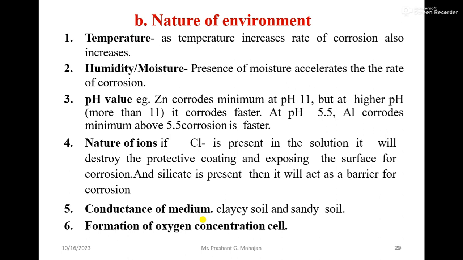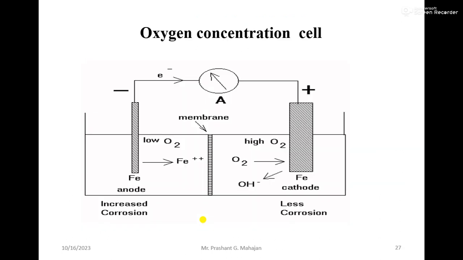And last, formation of oxygen concentration cell. That we have discussed earlier. One part is exposed to the poorly oxygenated or dilute part, and the second is exposed to the highly oxygenated or concentrated part. The part which is present in the dilute part will act as anode, and the part which is present in the concentrated part will act as cathode. So the anode is going to corrode and the cathode is going to be protected. That is called an oxygen concentration cell.